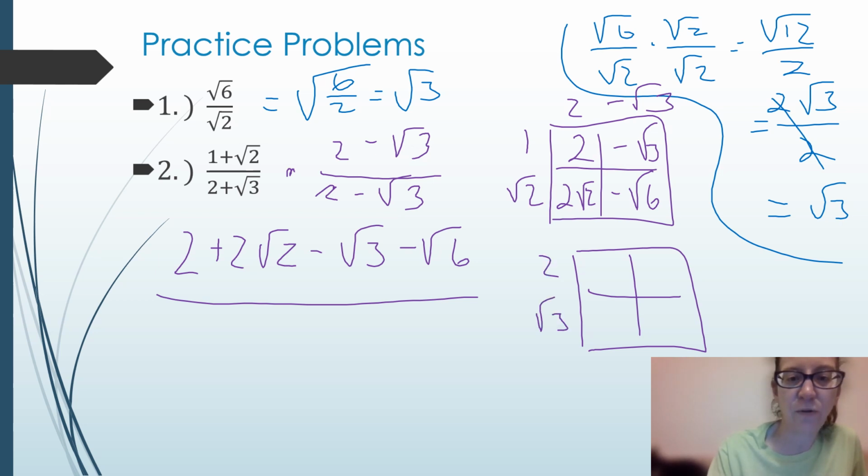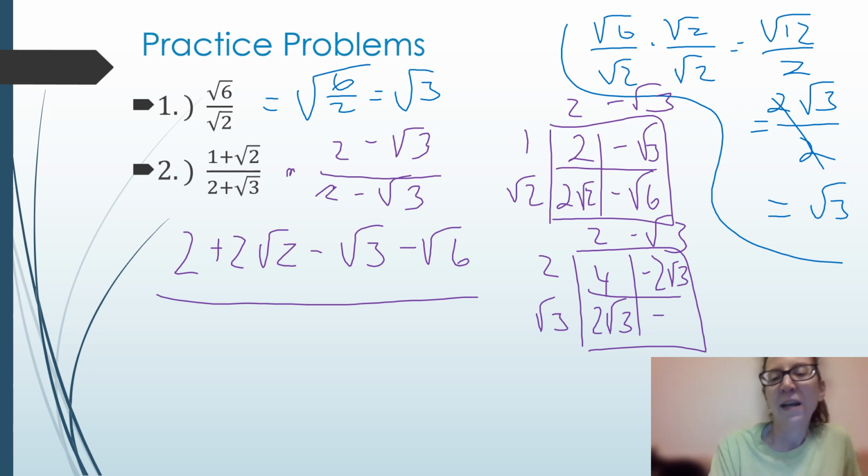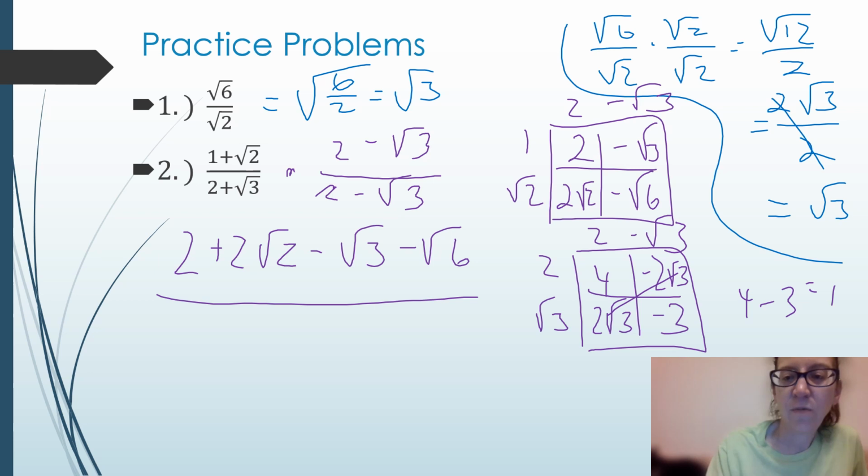Okay, so 2 plus root 3 and then 2 minus root 3. And we have 2 times 2 is 4. This will be positive 2 root 3. This will be negative 2 root 3. Aren't conjugates awesome? Positive times a negative is a negative, and then the square root of 3 times the square root of 3 is the square root of 9, and the square root of 9 is 3. And so we have 4 minus 3, which is 1.